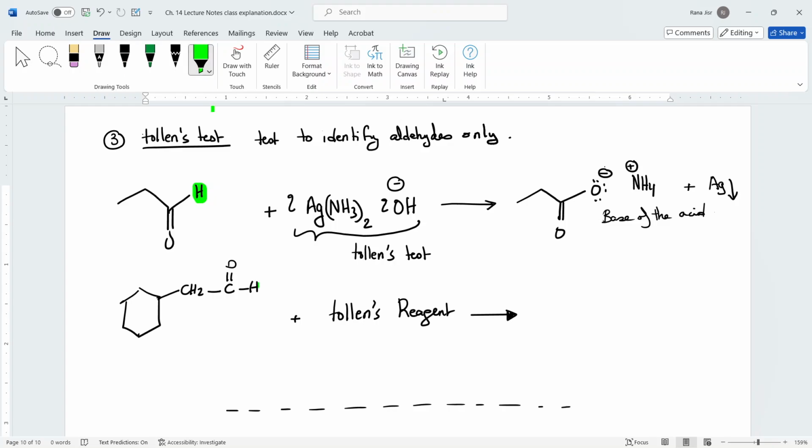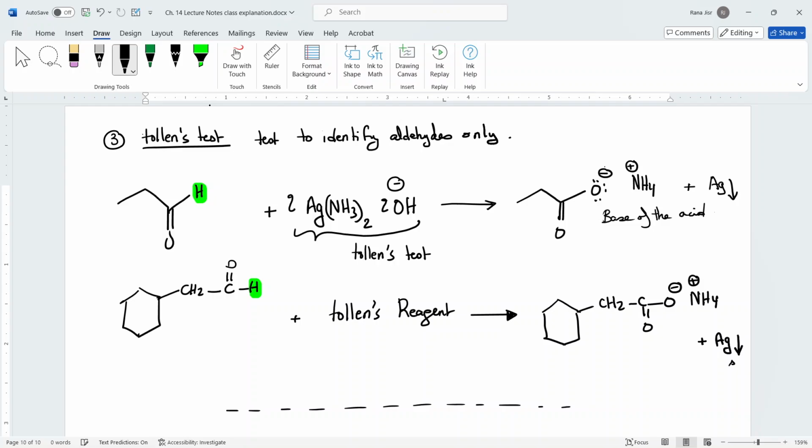So all what you need to do is just highlight this hydrogen, turn it into an oxygen, and balance it with the NH4. So, and don't forget your charges. This is a carbon double bond O. So turn the hydrogen into an oxygen, put a negative charge, and balance it with an NH4 in there. And please don't forget that you are forming the silver precipitate.